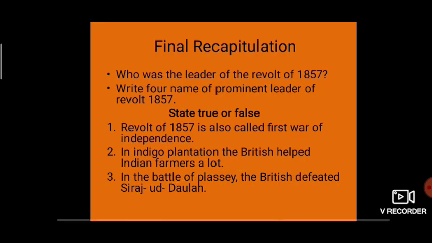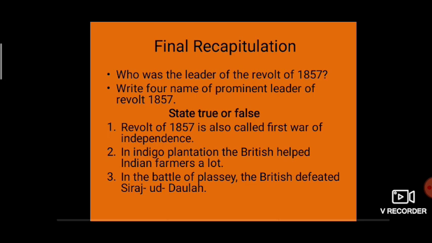Next is your final recapitulation. Students, write it in the comment box or send it to my WhatsApp number. Final recapitulation. Number 1, who was the leader of the revolt of 1857? Second, write 4 names of prominent leaders of the revolt of 1857, which we discussed. 2-3 stories we discussed, and there are other leaders also. Then these are the true or false questions. The revolt of 1857 is also called the first war of independence.